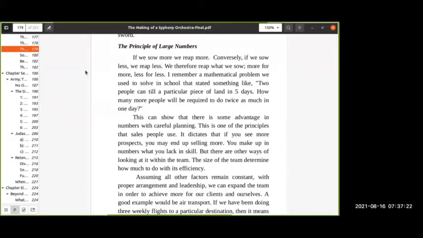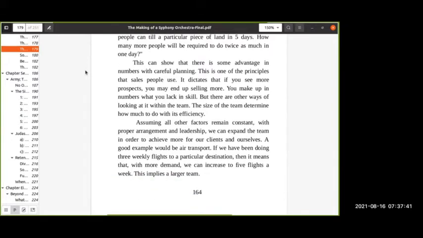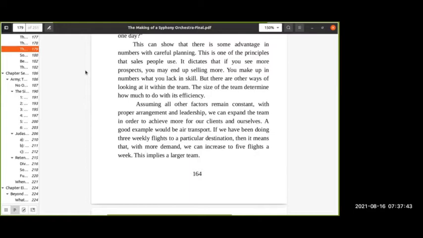This is one of the principles that salespeople use. It dictates that if you see more prospects, you may end up selling more. You make up in numbers what you lack in skill. But there are other ways of looking at it within the team. The size of the team has much to do with its efficiency. Assuming all other factors remain constant, with proper arrangement and leadership, we can expand the team in order to achieve more for our clients and ourselves.